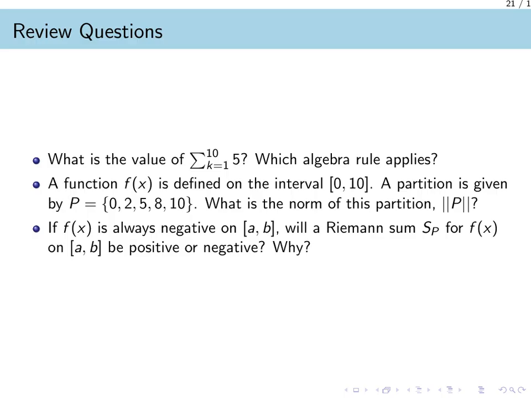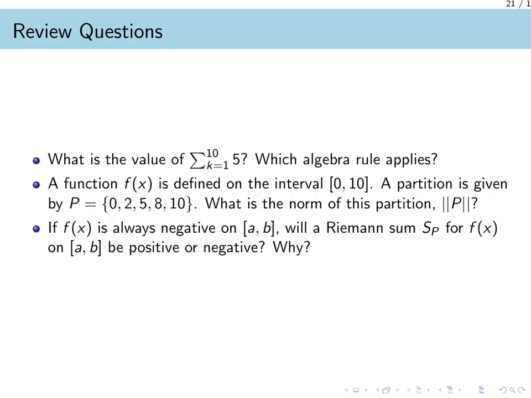Second, we have a partition P of the interval from 0 to 10, with points at 0, 2, 5, 8, and 10. What is the norm of this partition? Recall that the norm is the width of the widest subinterval. To find it, you will need to calculate the width of each individual subinterval first, and then identify the largest ones.